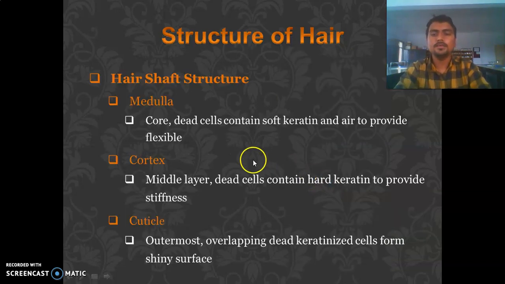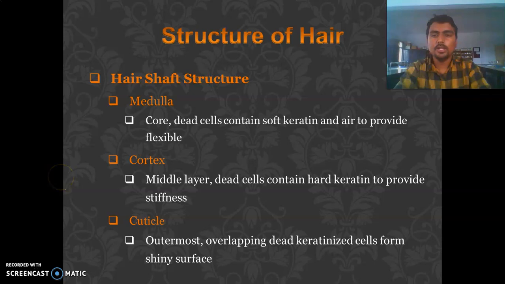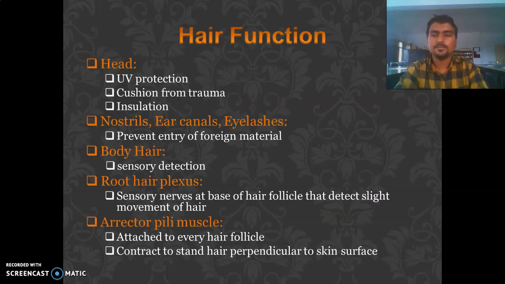Now hair shaft structures. The hair shaft is divided into three layers: first the medulla, then the cortex, and then the cuticle. These three are the structural parts of the hair shaft.